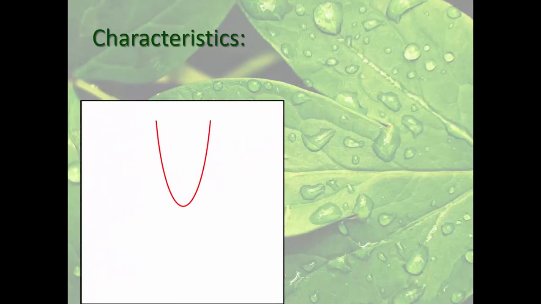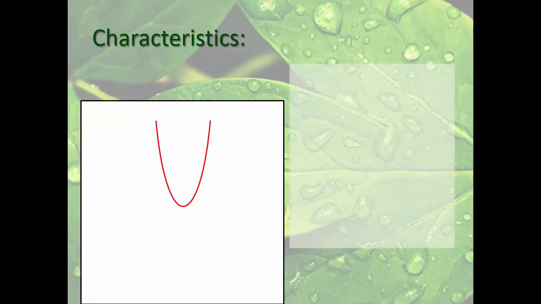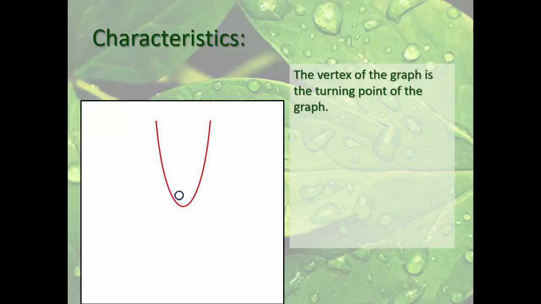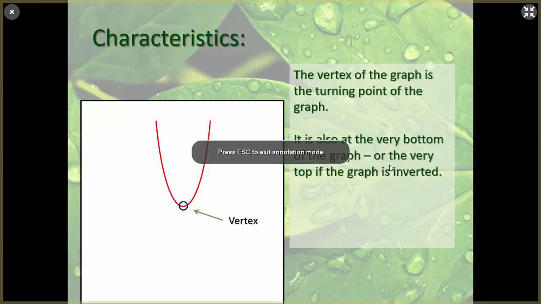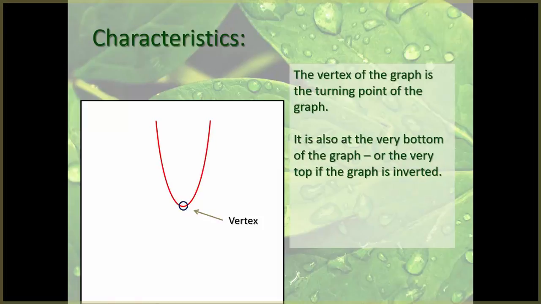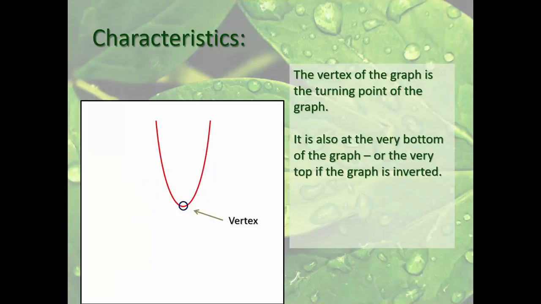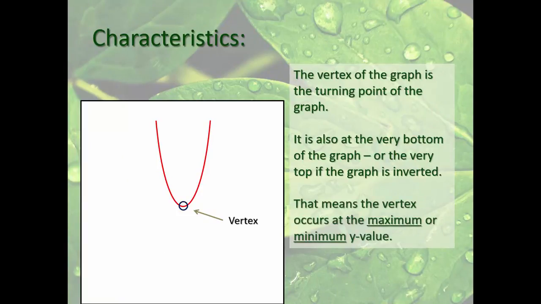There is the vertex. You might think of the vertex as being the turning point of the graph. Or maybe you think of it as being the very bottom of the graph, or if the graph happens to be inverted like this, it would be the very top of the graph. Well, if it's the very bottom or the very top of the graph, that means that it must be our maximum or minimum value for y. So that vertex is going to be kind of important if we want to know what the max or the min is.